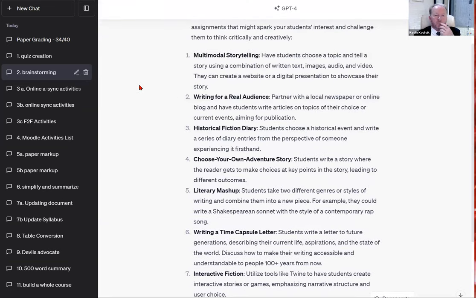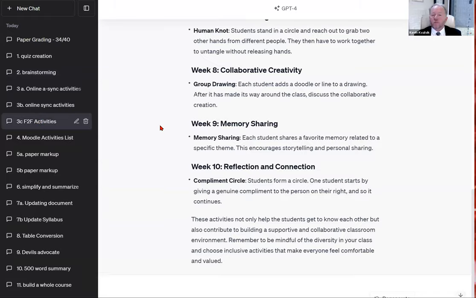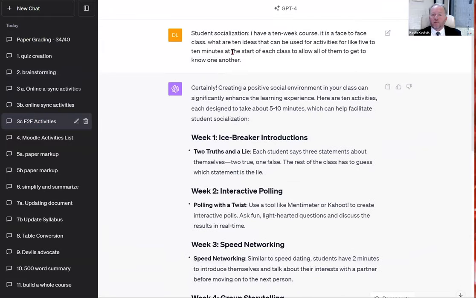Now I've got three things I need to do. I need to come up with something for three of my classes. I need to come up with something that's an icebreaker at the beginning, but I have a fully face-to-face class, or I have an asynchronous class. So what I did in my prompts here is I put all three of those in. So my prompt is student socialization. I have a 10-week course. It's a face-to-face class. What are 10 ideas that can be used for activities?